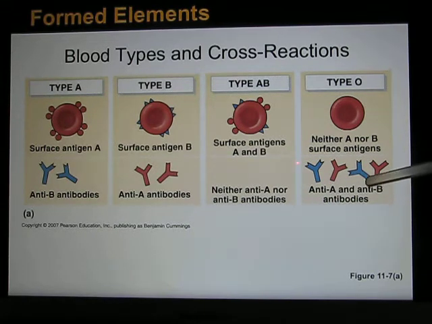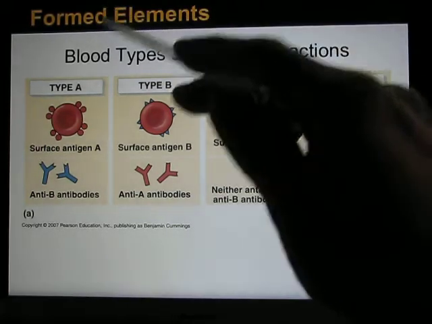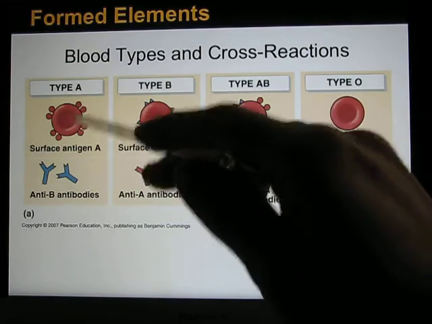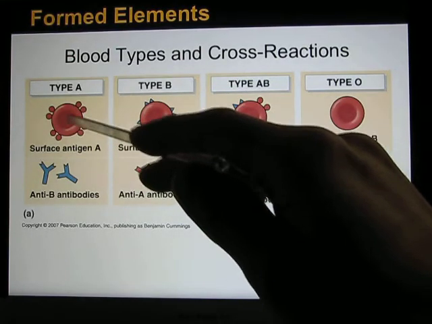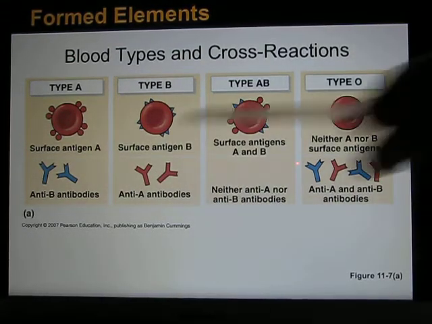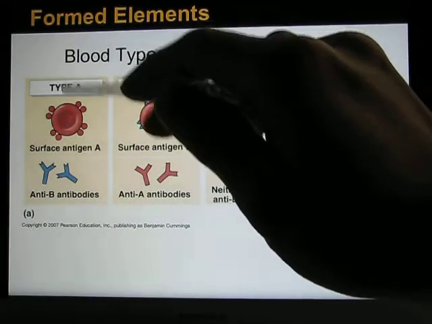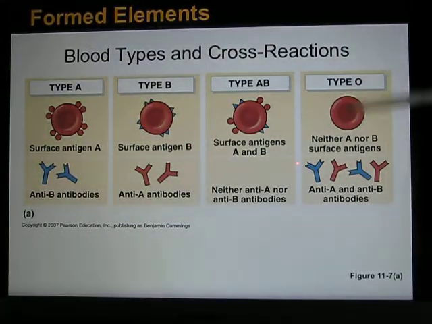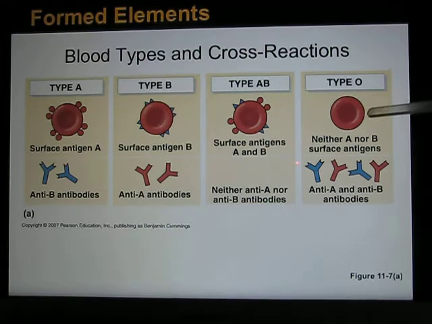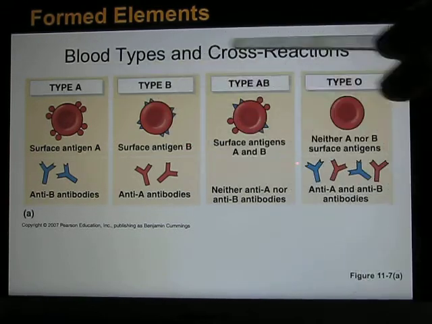Because of that, when you receive blood, you need to receive a compatible kind of blood. So if you're a blood type A person, you can receive A, and you can also receive O, because your anti-B won't attack O. That's why blood type O is the universal donor. They can give their blood to anyone.